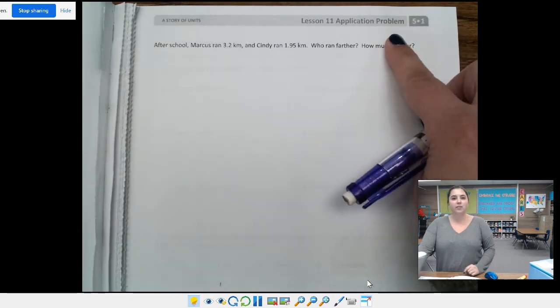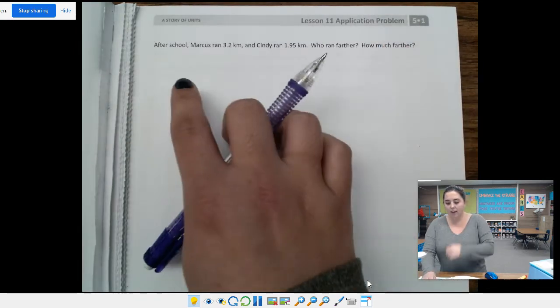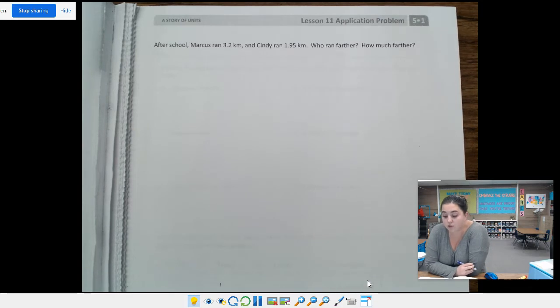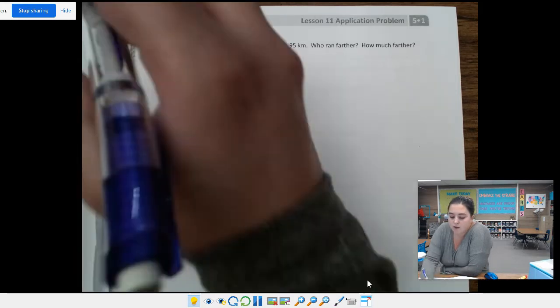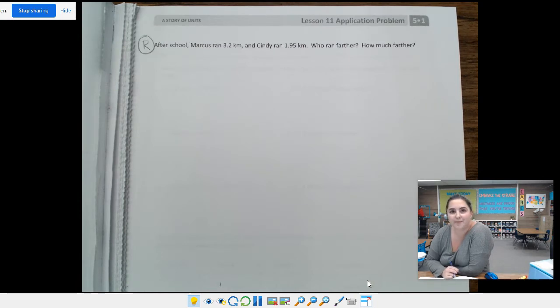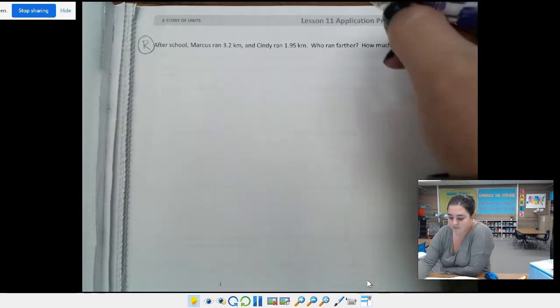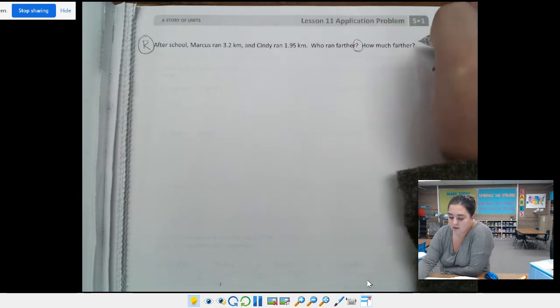It's on page 75. And the question says, after school, Marcus ran 3 2/10 kilometer and Cindy ran 1 95/100 kilometer. Who ran farther? How much farther? So reading through this, I noticed 2 question marks. Why don't you circle them? So here was one, here was the other.